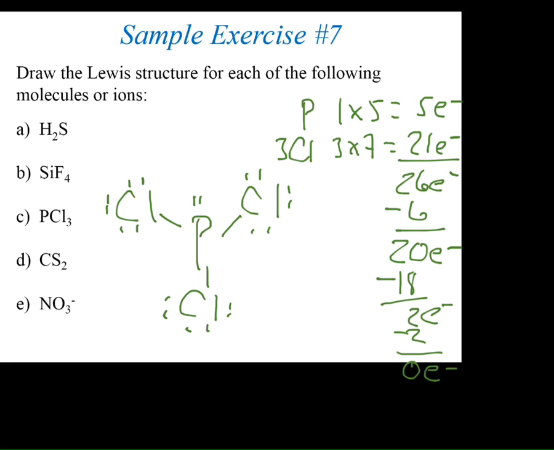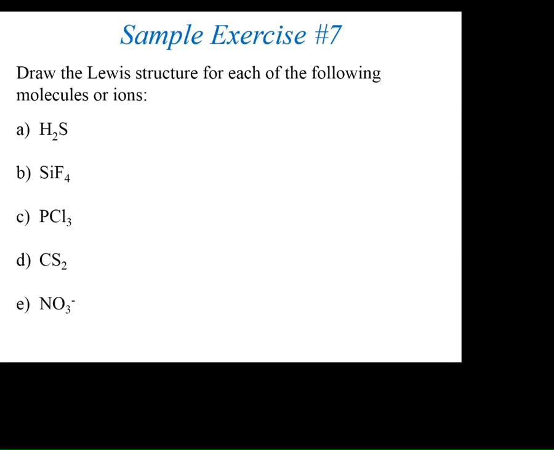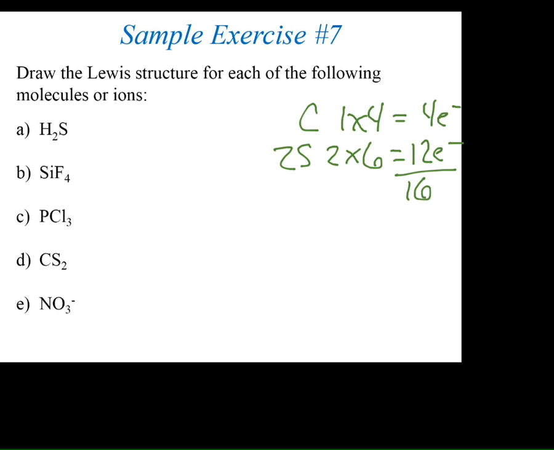Okay. Have you tried the next one yet? Okay. So let me do it with you because the next one's a little wacky. So we got 1 carbon. Every carbon gives 4. I've got 2 sulfurs. Every sulfur gives 6. So I have a total of 16 electrons.